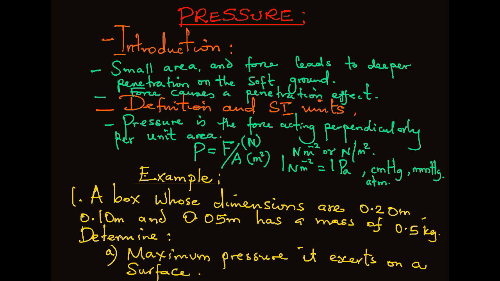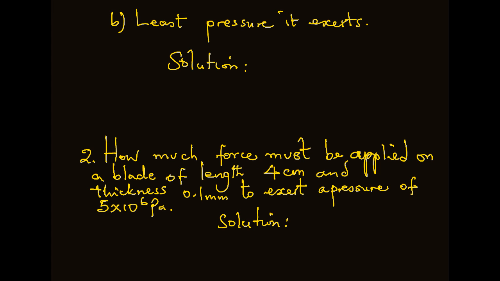Let us now look at an example. A box whose dimensions are 0.2 meters, 0.1 meters and 0.05 meters has a mass of 0.5 kilogram. Determine the maximum pressure it exerts on a surface and the least pressure it exerts.